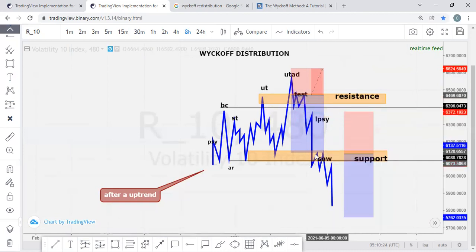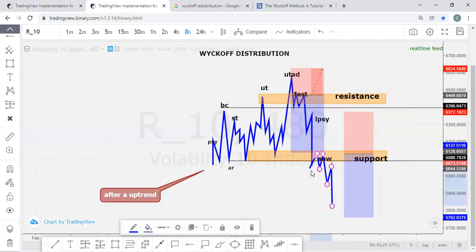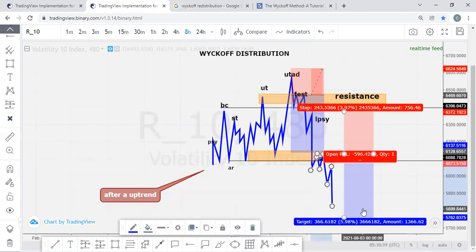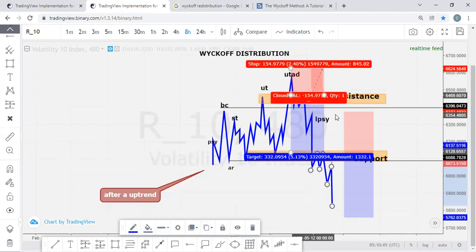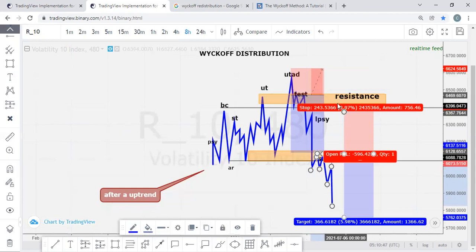So you're entering after the market has broken this support region, after it has broken all this, so you're entering at the test, at the sign of weakness. You're entering here. The market has broken all this and it's coming back to test this zone before continuing to run down, right? So we want to enter at this sign of weakness, and then your stop loss should be above the LPSY. That is the last point of supply, and then you take your sell down.